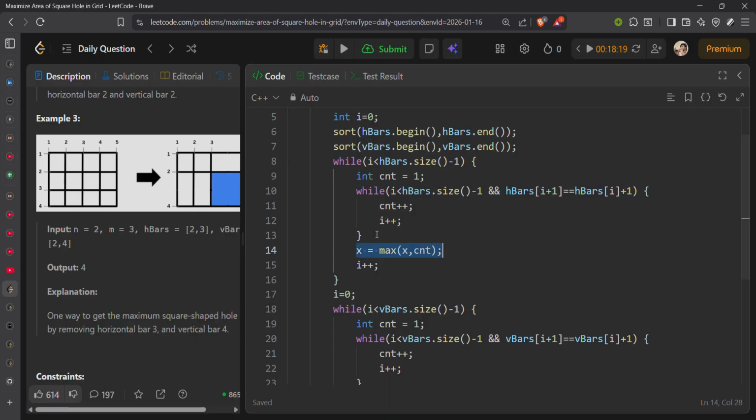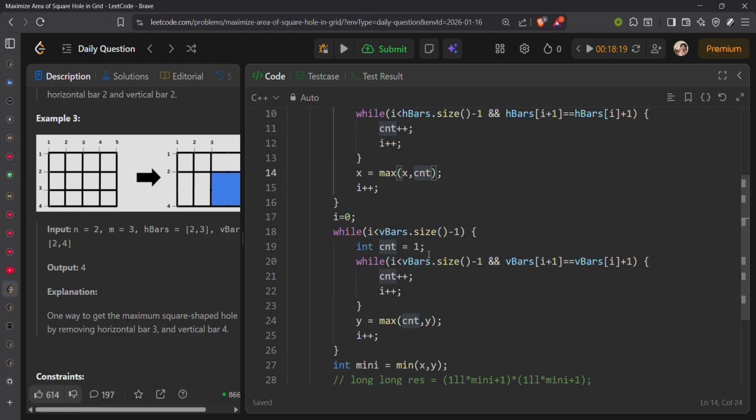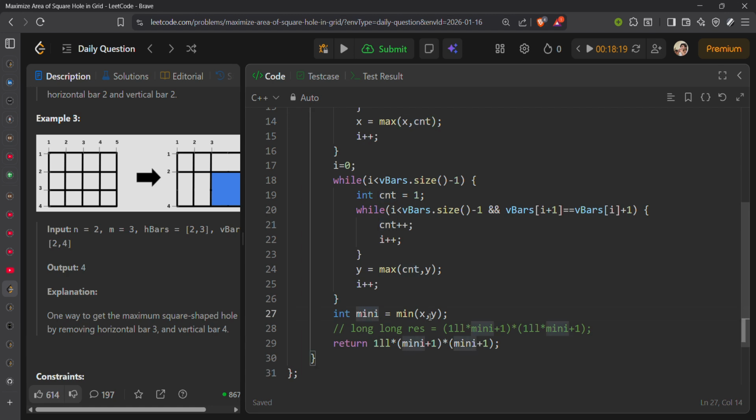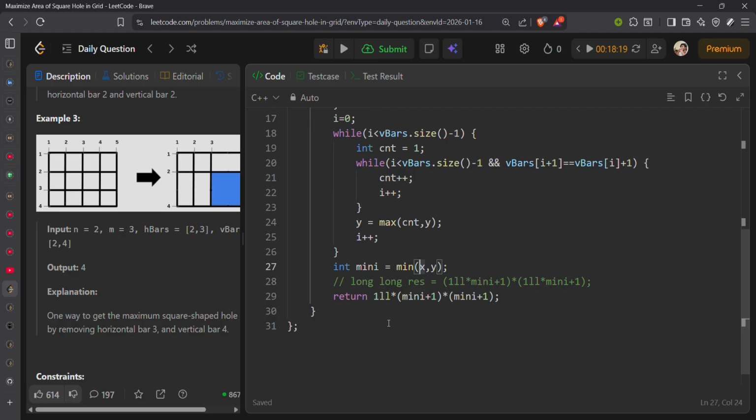So that is why we store in X the maximal consecutive for the horizontal bar, and similarly we do for the vertical also, and then we create a minimum which contains the minimum of those consecutives. Since the answer would be a square area, we would return the answer as minimum plus one times minimum plus one. Thank you. That would be the solution for this question.